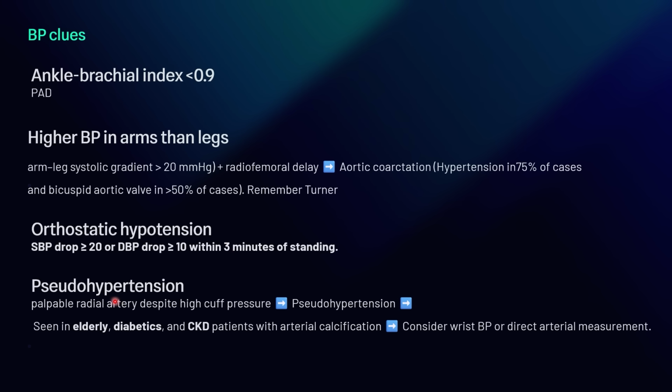If the question mentioned, while using the cuff, despite the high cuff pressure, the radial artery is still palpable, that means they have falsely elevated blood pressure, pseudo hypertension, in elderly, diabetic, and CKD patients because of the calcified arteries. The pressure cannot squeeze them enough. So consider wrist blood pressure or direct arterial measurements.